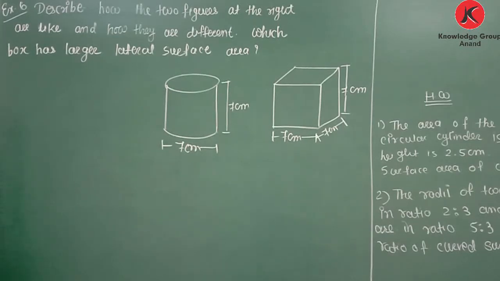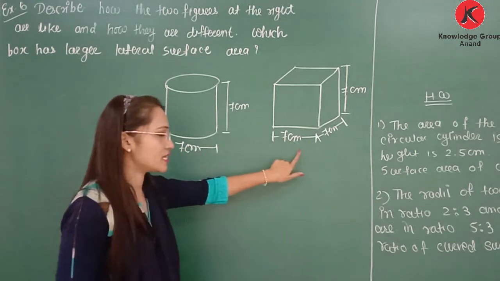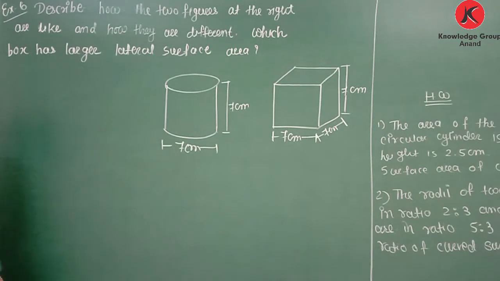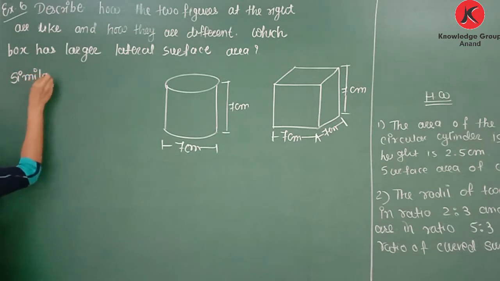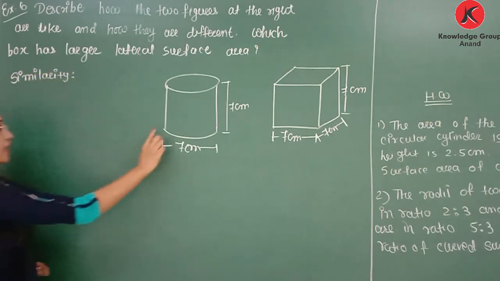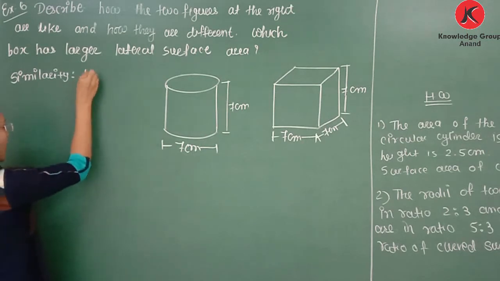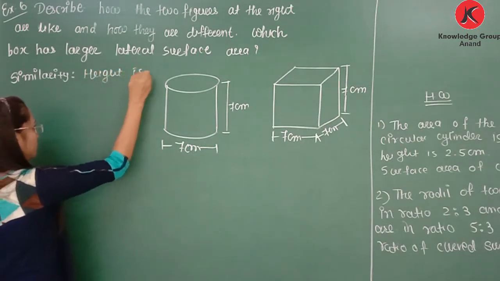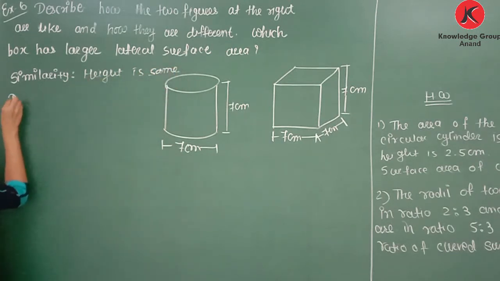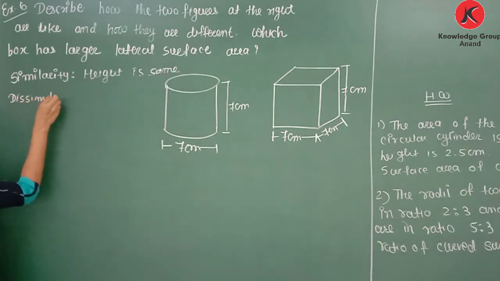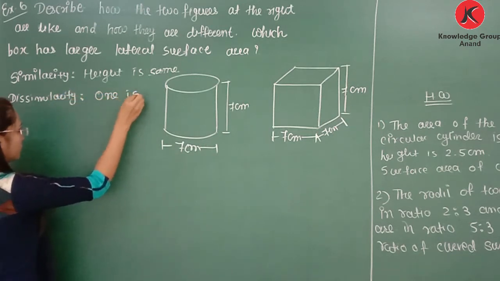Now next question. Describe how two figures at the right are like and how they are different. Which box has the larger lateral surface area? These two figures are given and you need to write what is the similarity and what is the dissimilarity. So we can write similarity. That is, the height of both figure is same. And dissimilarity, that is, one is a cube and one is cylinder.